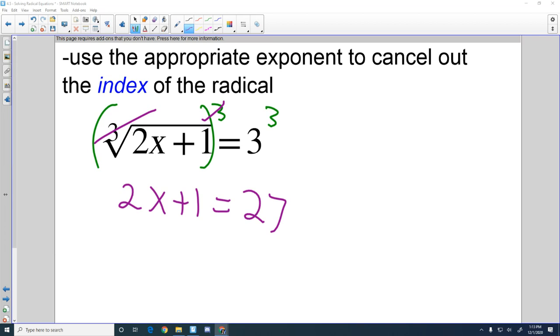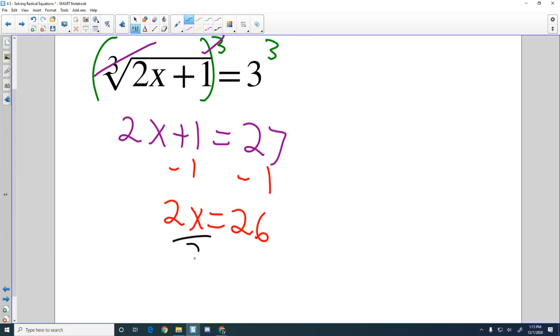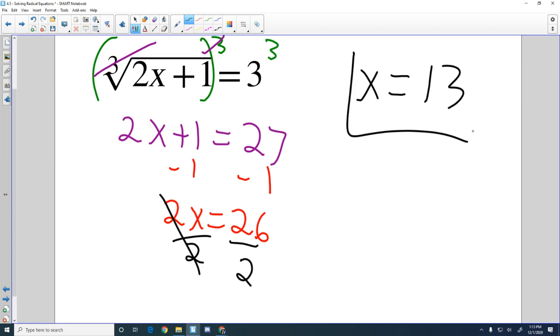Get that x by itself. Subtract the 1. Get 26. Divide by 2. And what does x equal, everybody? 13. Anybody else get 13? Excellent. Good to see. Oh, hand raised. They did it too.